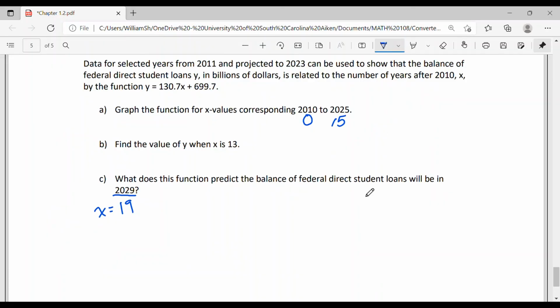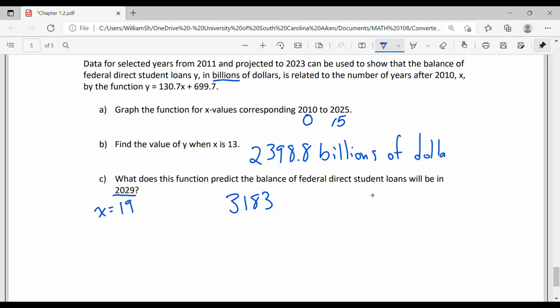Alright, so just to finish it up and to put the answers down for you, find the value of y when x is 13. We found that to be 2,398.8. And what does this function predict the balance of federal direct student loans will be in 2029? It'll be 3,183. Now, it's important to put your units behind your answer here. So this is billions of dollars. So I'm going to want to make sure I include billions of dollars behind my answer.